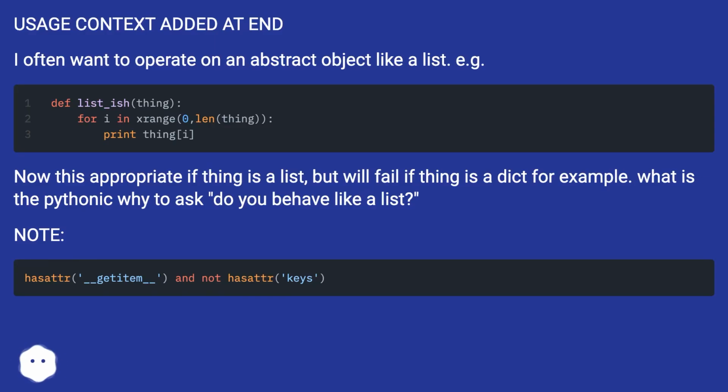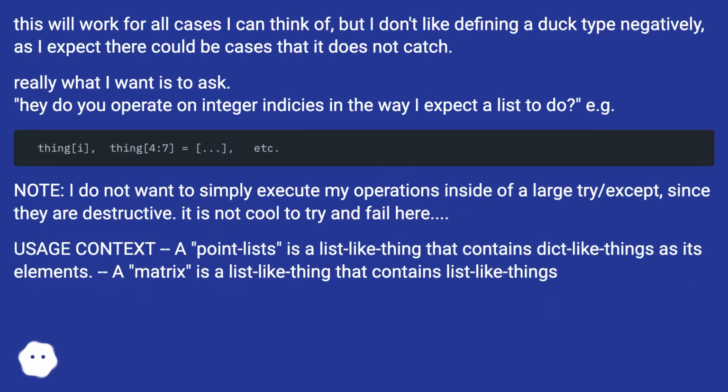Note. This will work for all cases I can think of, but I don't like defining a duck type negatively, as I expect there could be cases that it does not catch. Really what I want is to ask, hey, do you operate on integer indices in the way I expect a list to do? Note, I do not want to simply execute my operations inside of a large try or except, since they are destructive. It is not cool to try and fail here.